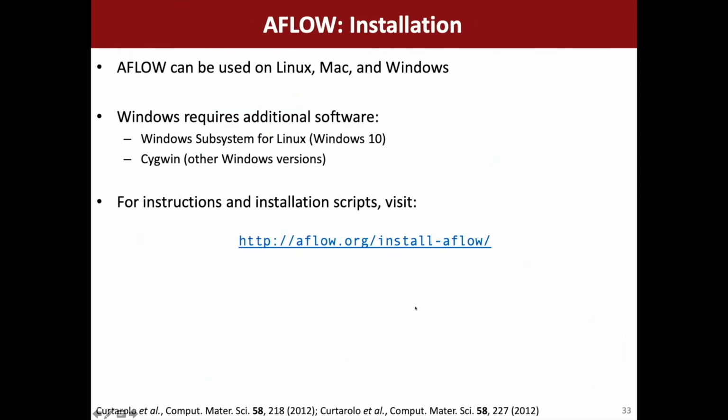So for AFLOW installation, in this case, we will not need to install AFLOW for this exercise because it's already been installed on the virtual machine. But if you are interested in installing AFLOW on your own machine, you can install it straight up on Linux or Mac. For Windows, you might need some additional software, such as either a Windows subsystem or Cygwin. And for more details on how to install and how to download the code, go to aflow.org/install-aflow.